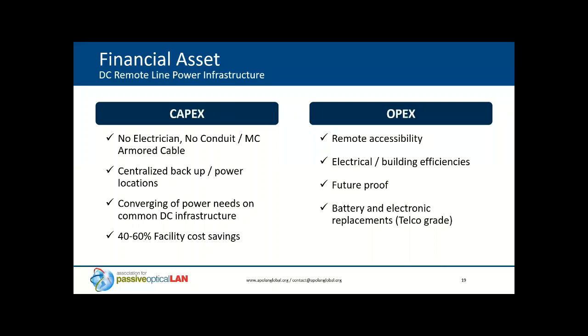On the operating expenditure, now you've freed up potential maintenance concerns because of your battery and electronic replacements. And you're really giving that resiliency of that telecommunication grade system to this. You've got remote accessibility. Your first step of troubleshooting can be done with an IEEE interface through a controller. Now your electrical and building efficiencies, you can lower the actual utility bill by utilizing DC power, which is more efficient than AC power. And then obviously building out that network, the same as a fiber side of passive optical LAN, you've really future-proofed your asset.